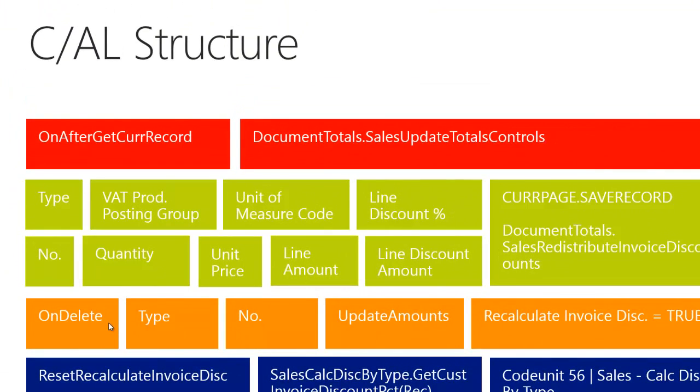So we've gone through the AL structure from the onAfterGet record, where the sales update total controls is being called, through the 9 fields where, depending on the indicator, the sales line discount is being recalculated. We discussed the fields that trigger the recalculation in the sales line, and lastly we looked at the functions in the document total code unit and the sales line calculate discount. There remain 2 pieces that we have not discussed yet: the sales line calc discount by type get customer invoice discount percentage and the refresh message text.